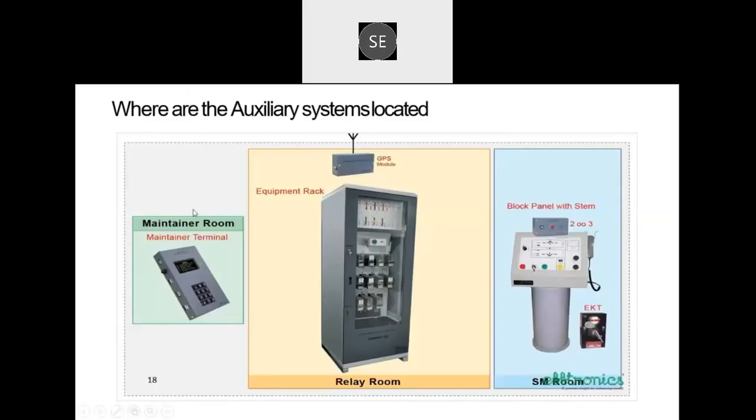So let us see the location of these subsidiary systems. The first one is the GPS module. This is provided on the wall just behind the equipment rack.